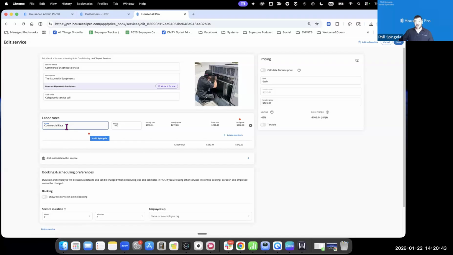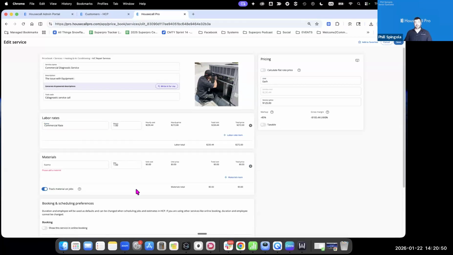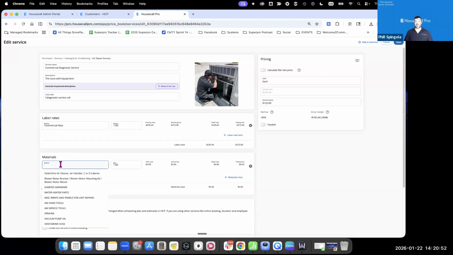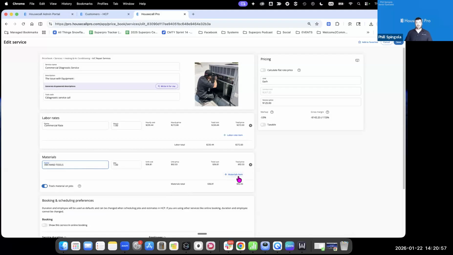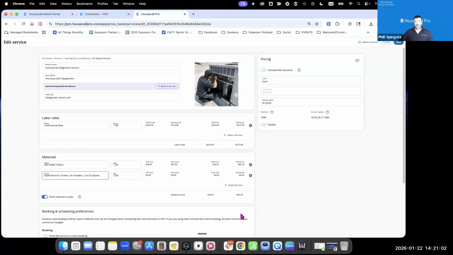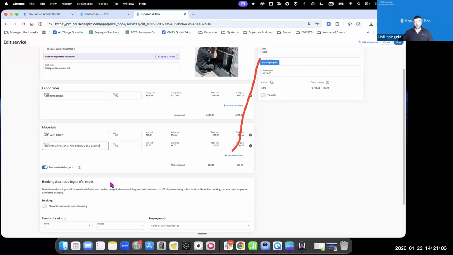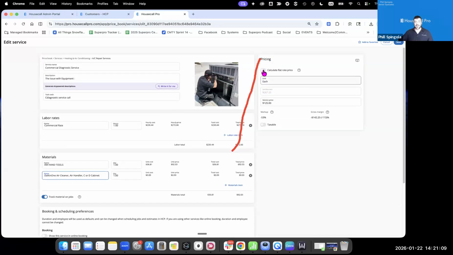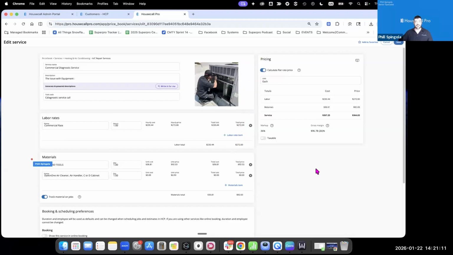So now that we have our labor rate in, we can come down to materials. This is where we can start to add the materials from our price book and put them in this section. So if you want to put maybe one or two in there, and we won't save it since this is a real example. But now that we have our materials in there, we have our labor in there. If we come up to our upper right section and hit calculate flat rate price, there you go. Now it's going to give us the breakdown of our labor and our materials.